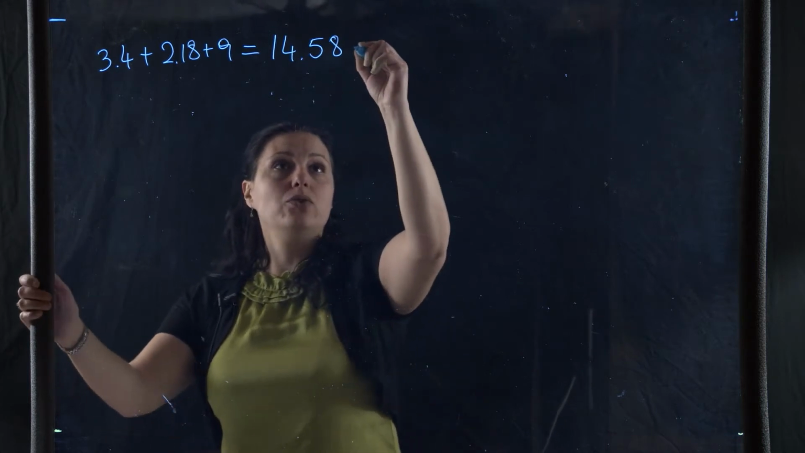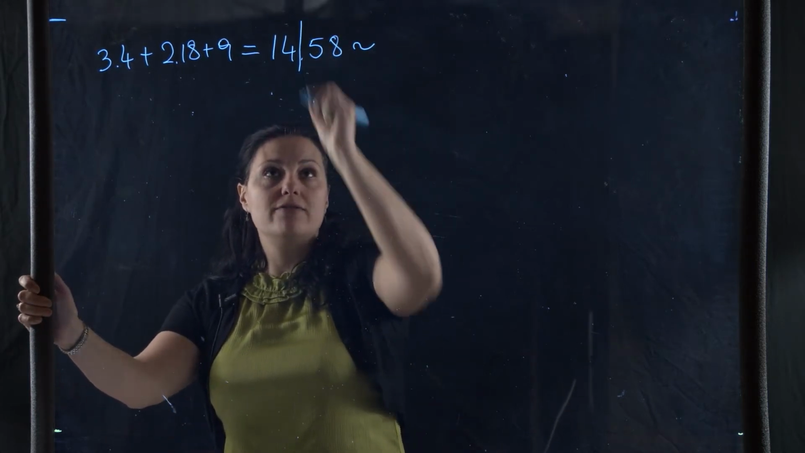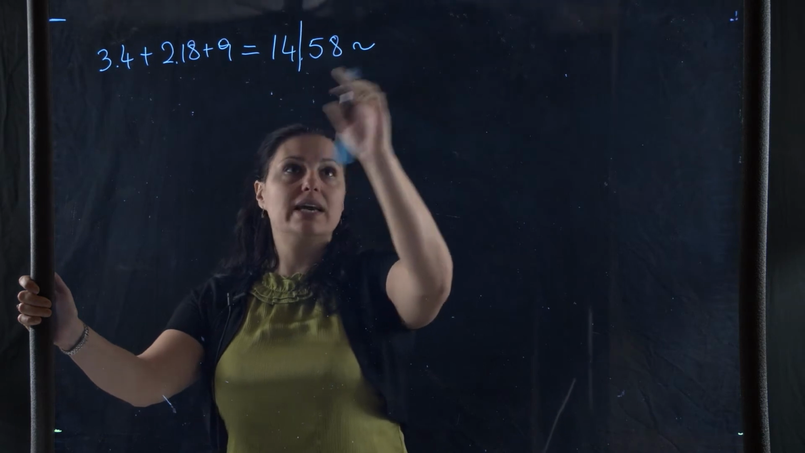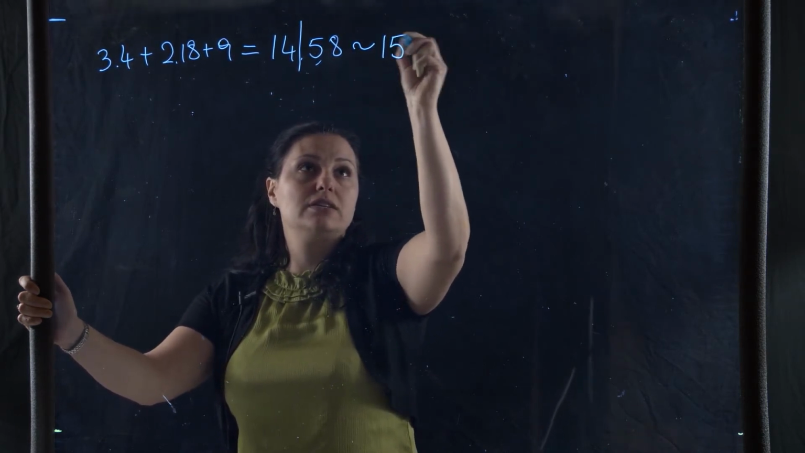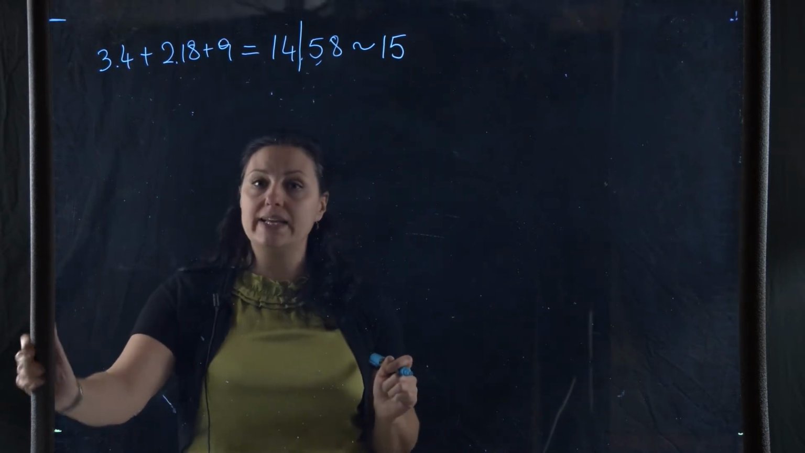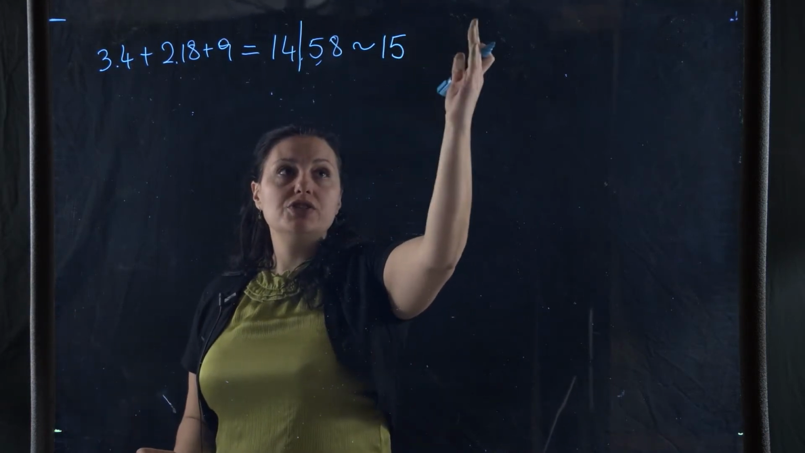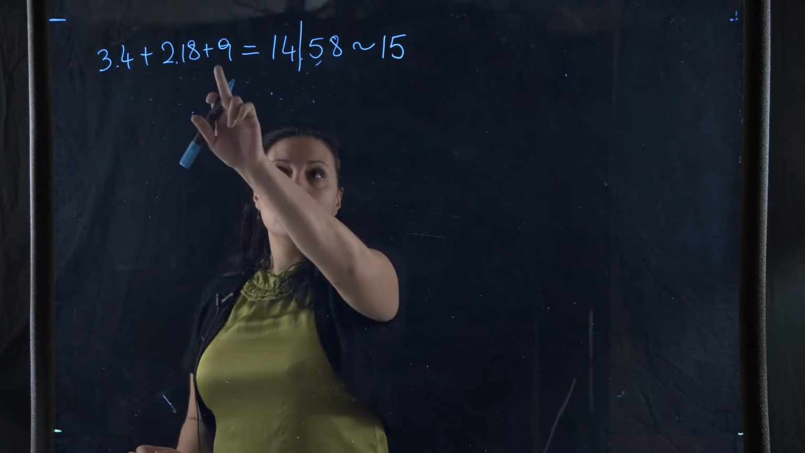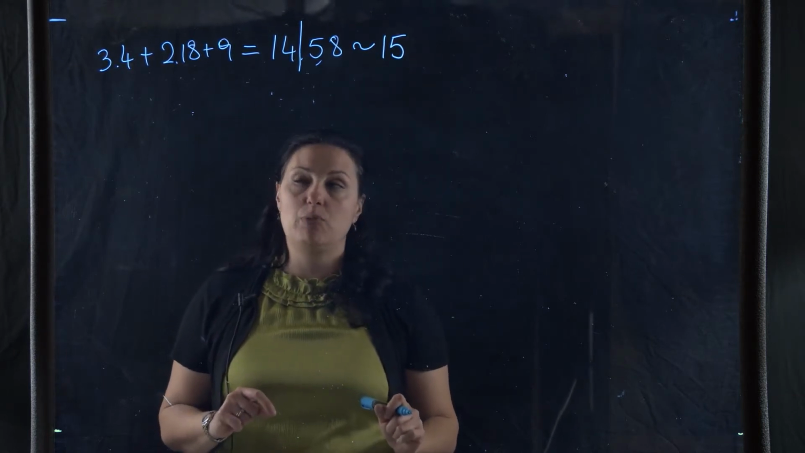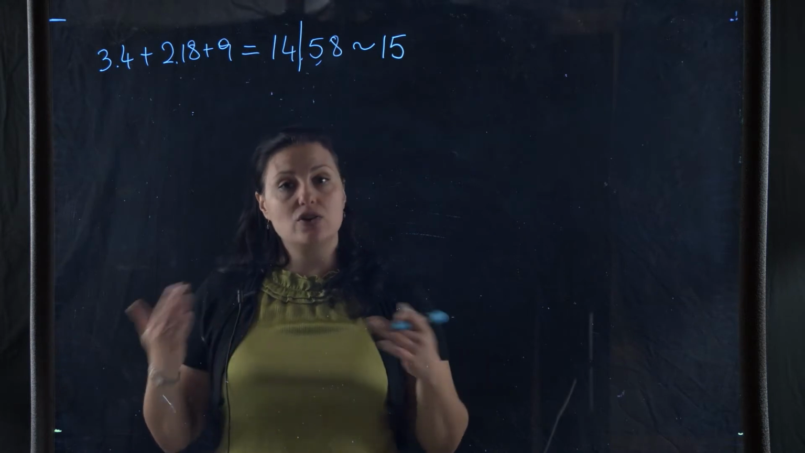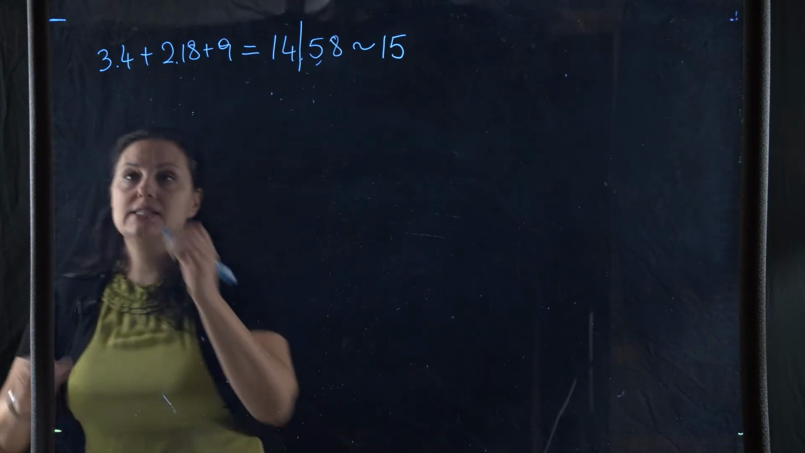So I have to round this, cut it off right here. And because I'm rounding it, this is 5, so it will round to 15. This should be the right answer. I have no digits after the decimal point because 9 doesn't have any digits behind the decimal place. This is true when you're adding or subtracting. So let's look at the next example.